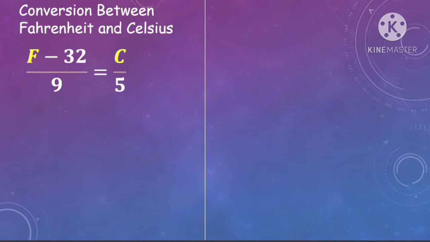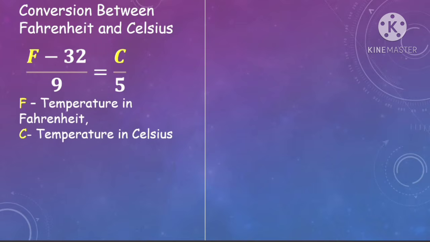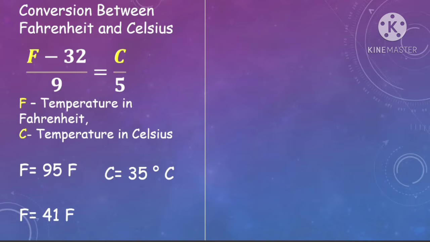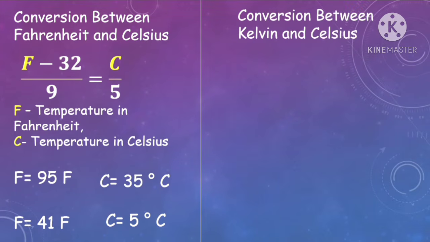F minus 32 upon 9 is equal to C upon 5, where F and C are the temperatures in Fahrenheit and Celsius respectively. So putting the value of 95 Fahrenheit in my linear equation, I actually got C to be 35 degrees Celsius, which is pretty normal. So if someone says it's 41 Fahrenheit, you can substitute in the linear equation and your value of C will be 5 degrees Celsius. Now there is another linear equation which connects Kelvin scale and Celsius scale.